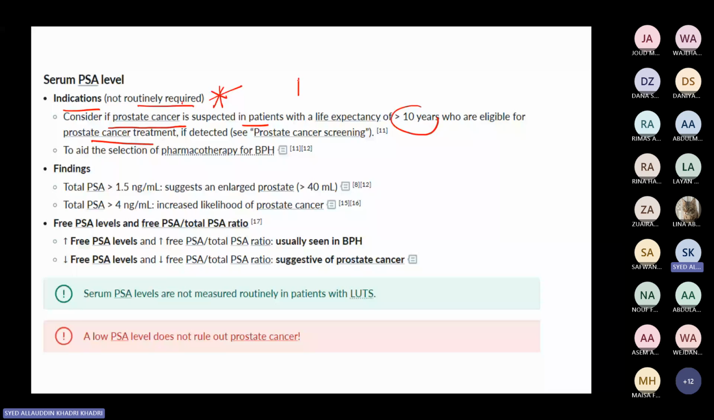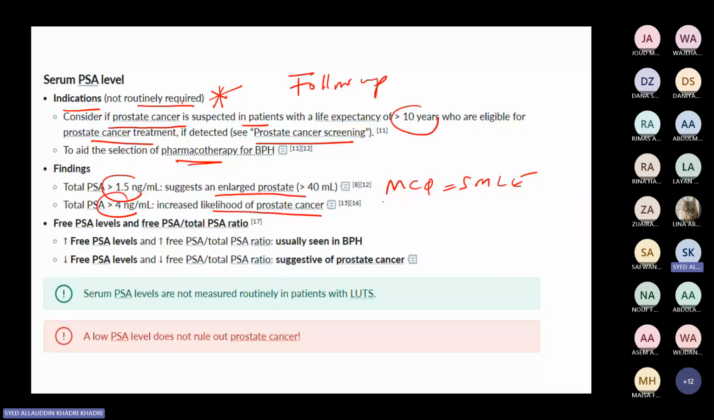Follow-up, very, very important. Okay, now go read the prostate cancer screening program. To aid the selection of pharmacotherapy for BPH, a PSA of more than 1.5 suggests an enlarged prostate. MCQ in SMLE. Total PSA of more than 4 nanograms per milliliter means an increased likelihood of cancer. MCQ in SMLE. Okay. Now, free PSA levels and the free PSA over total PSA ratio you've got to calculate.